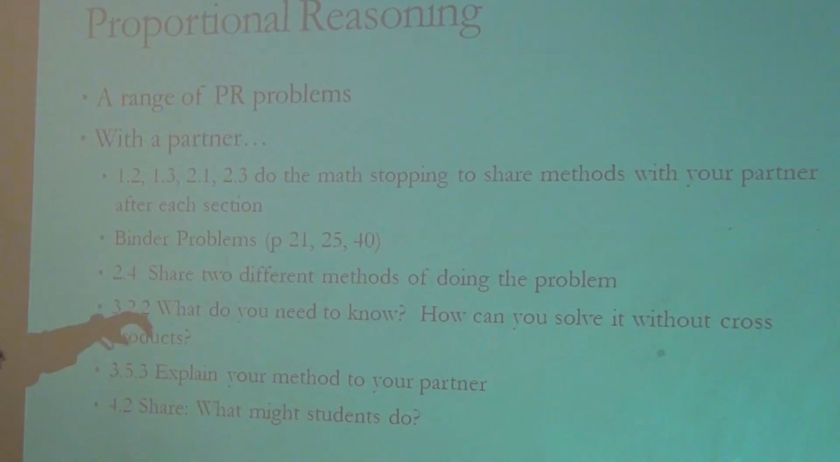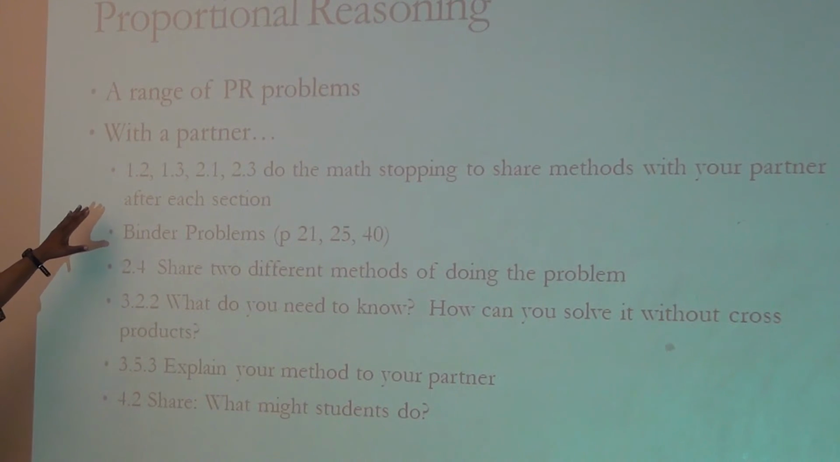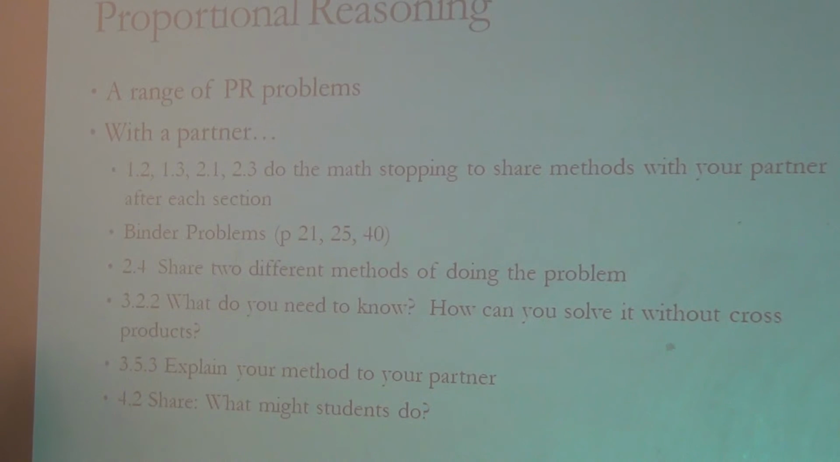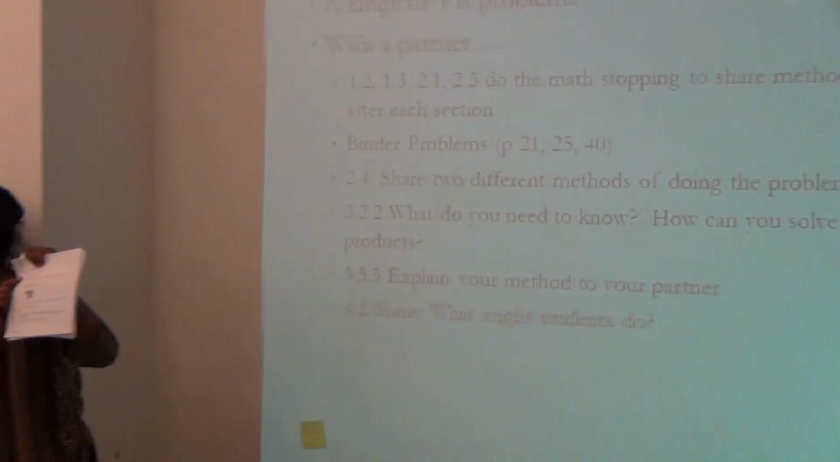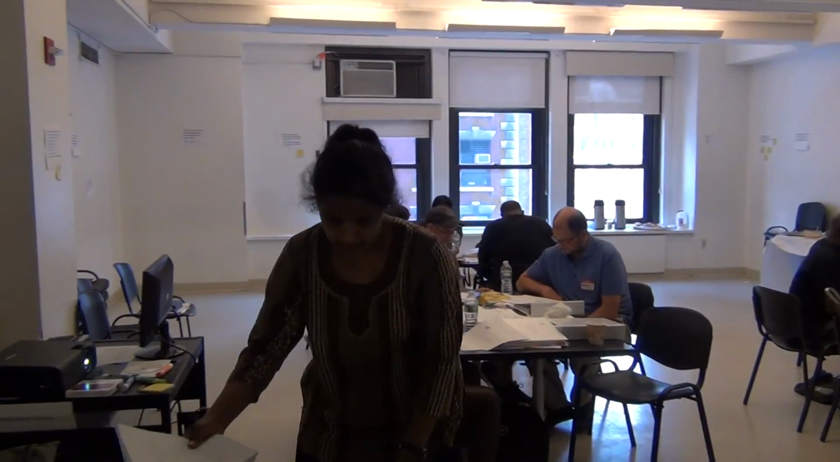So go ahead and get started on this. There are a few instructions as you go. For the first couple of problems, do the math, and then stop and share in your group after a section. For example, it starts off with 1.2, and there happen to be 2 problems. Do those 2 problems, and then have a brief conversation in your group about how you did them, sharing your method. And I'll be interrupting you with a few extra problems to look at.